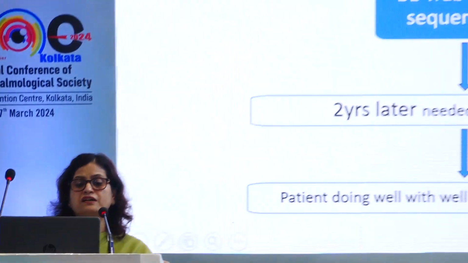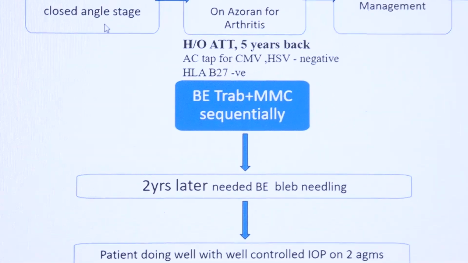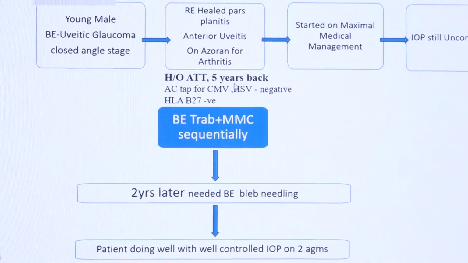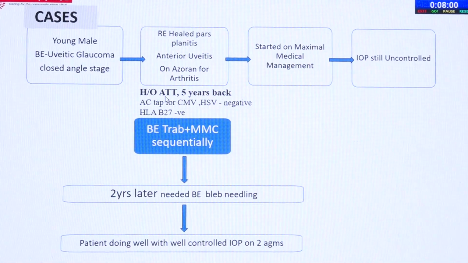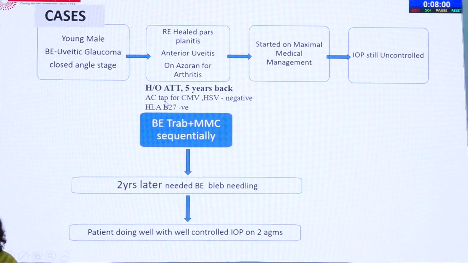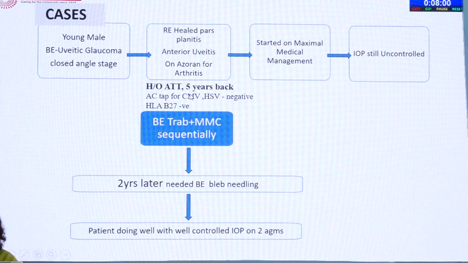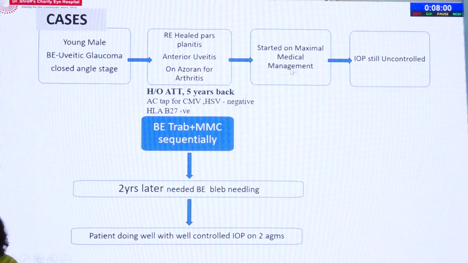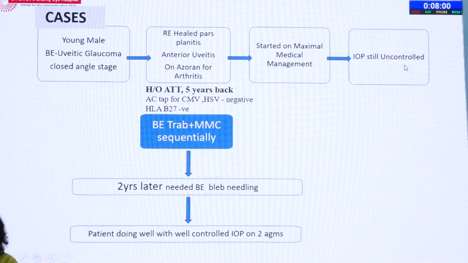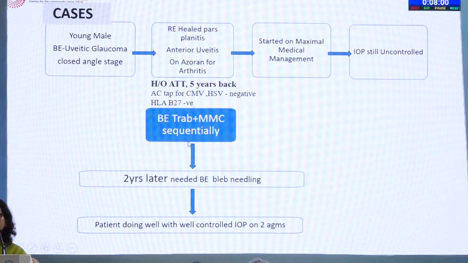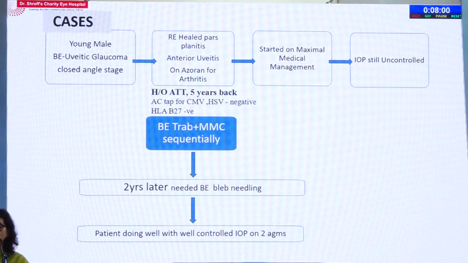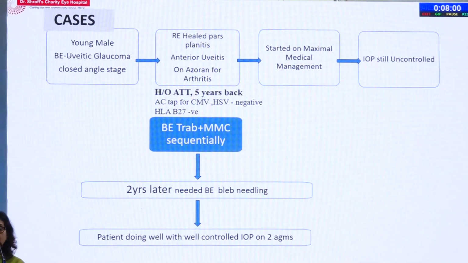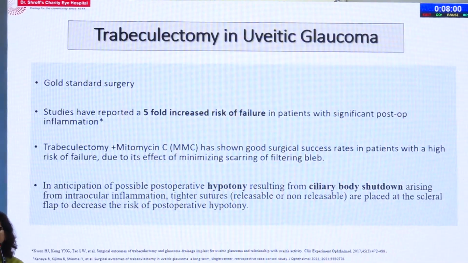I'll just discuss 2 short cases. This patient, both eyes uveitic glaucoma, young male. He had healed pars planitis and anterior uveitis on Imuran, and he has a history of ATT, anti-tubercular treatment, 5 years back. He was on maximal medical therapy, and IOP were still uncontrolled. So both eyes trab with mitomycin C were done sequentially. However, over a period of time with recurrent uveitis, he required bleb needling, and now he is controlled on AGMs.